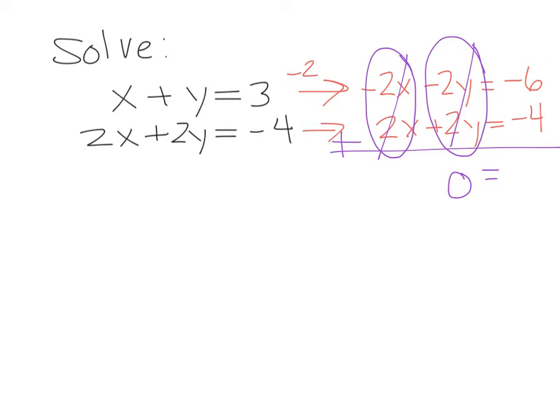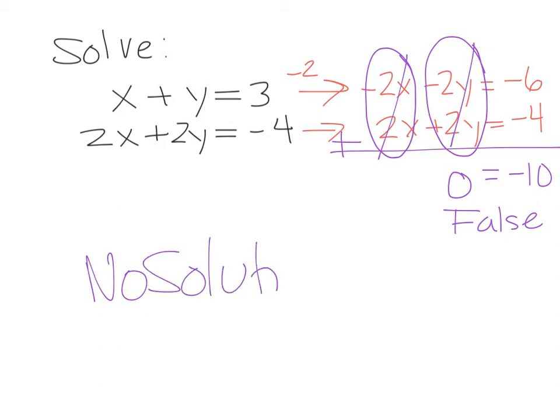So it means you have 0 on the left-hand side of your equation. On the right-hand side of your equation, -6 and -4 added together make -10. Now this is a false statement. -10 and 0 are not the same amount, so that means this problem has no solution. So if you were to look at the graphs, the 2 graphs would run parallel to each other and never intersect. So that's why there's no solution.